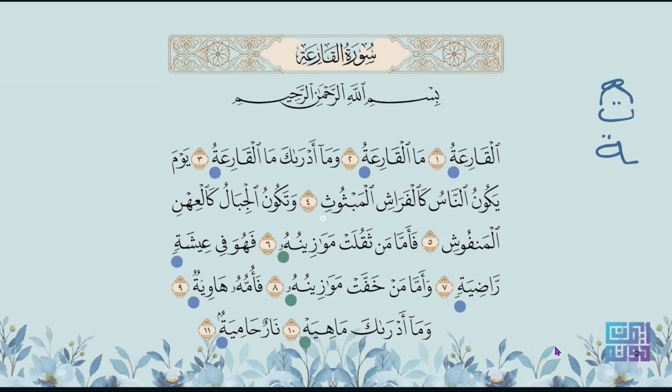Now, let's have a look at ayah number 4. It ends with a tha kasra, al-mabthuth. And also here, it ends with a sheen, al-manfush. Okay?